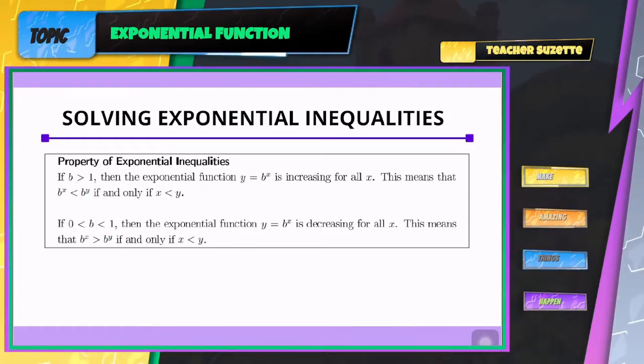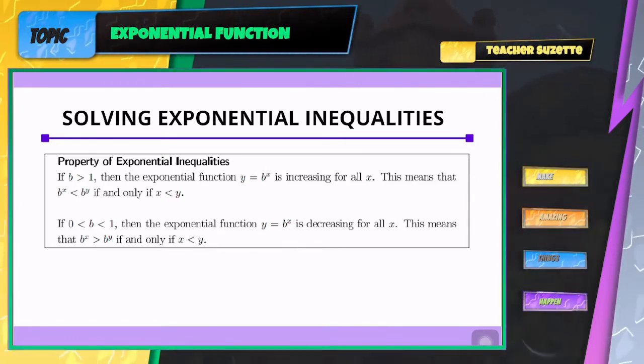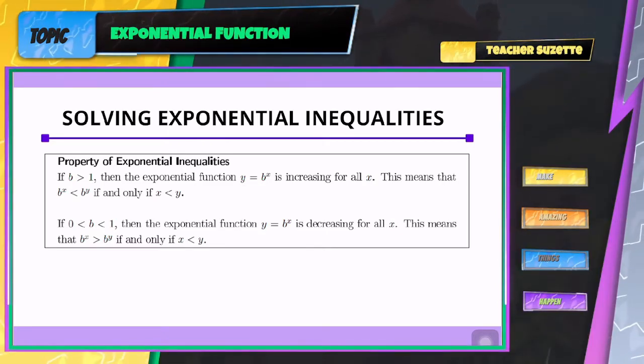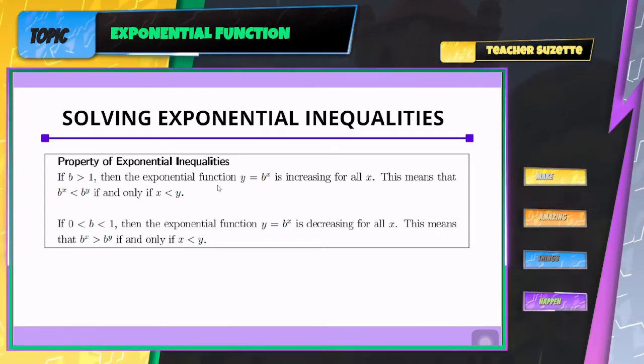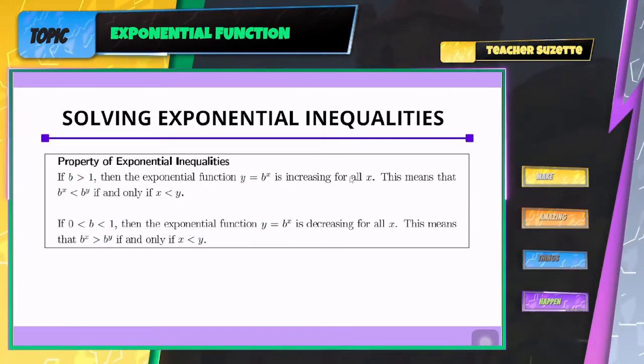This video is just the continuation in our discussion regarding solving exponential equations and inequalities. So this time, we are going to particularly discuss solving exponential inequalities. There are two properties you have to familiarize yourself with when you are going to solve exponential inequalities. First one is that if your b is greater than 1, then the exponential function y is equal to b raised to x is increasing for all x.